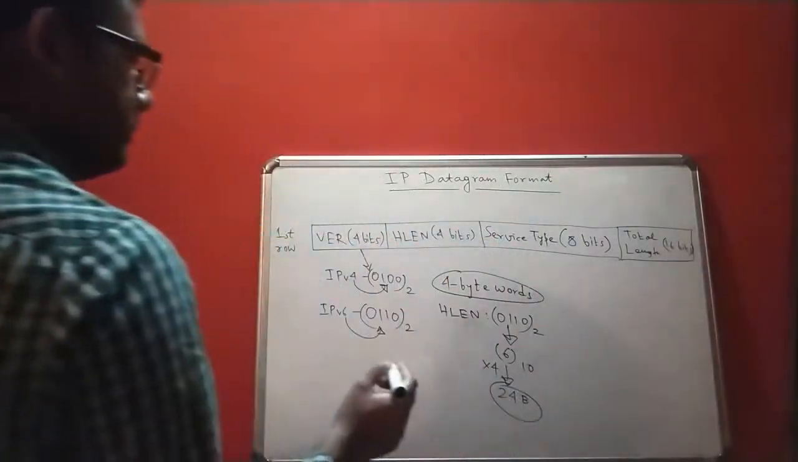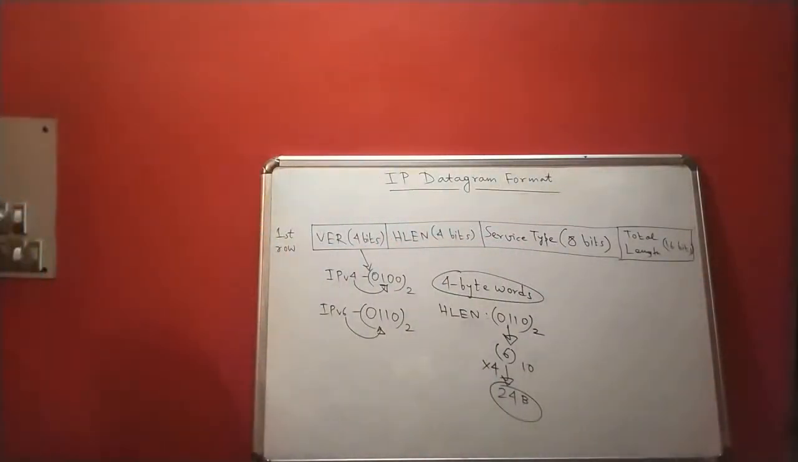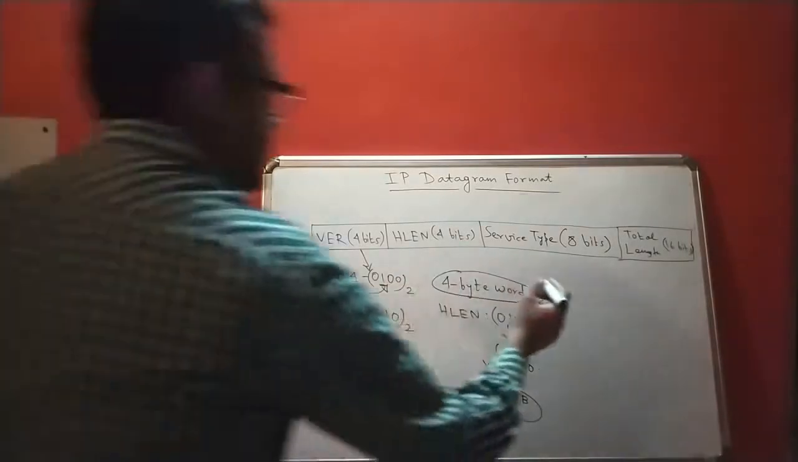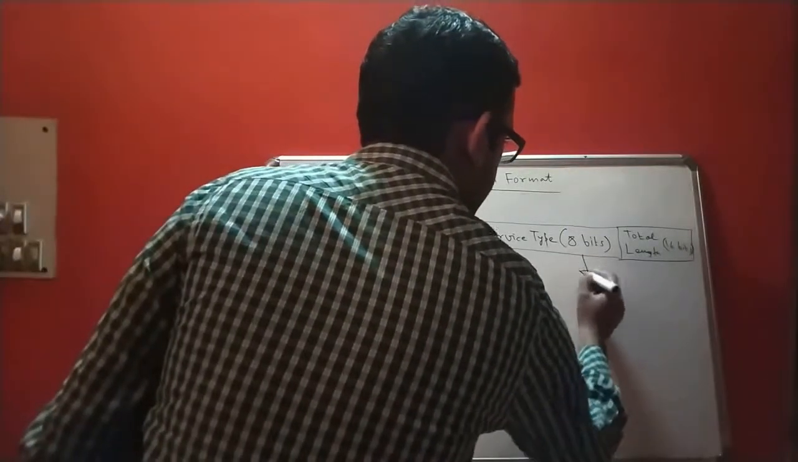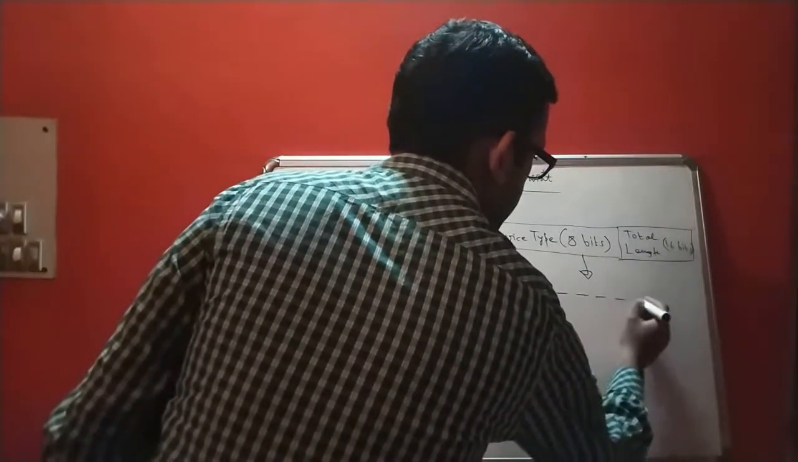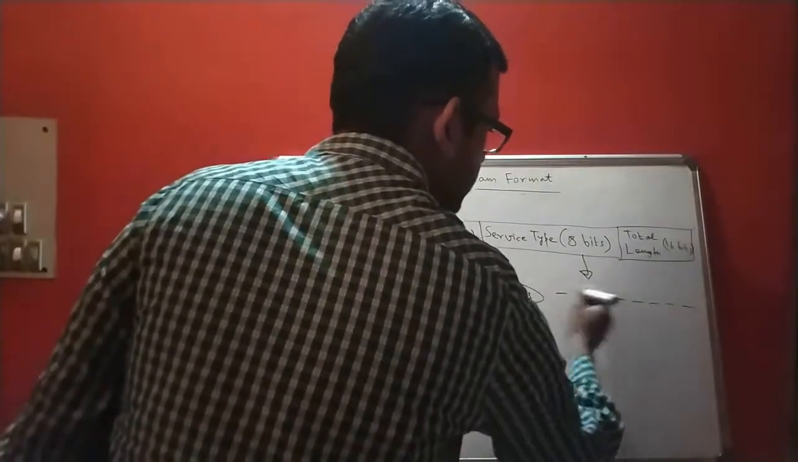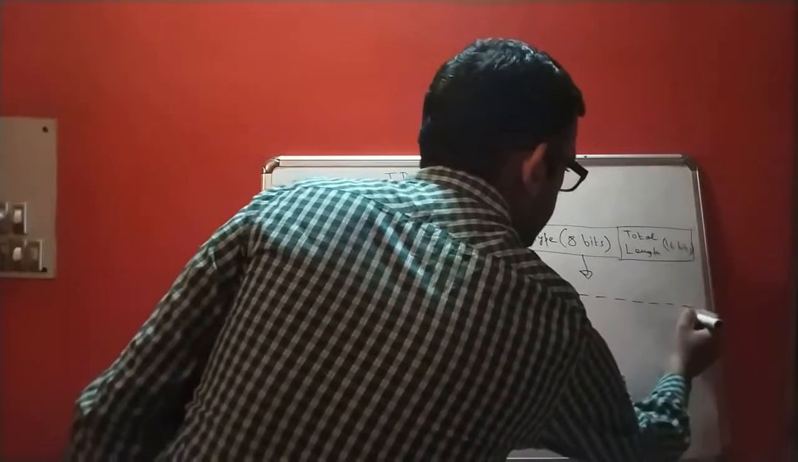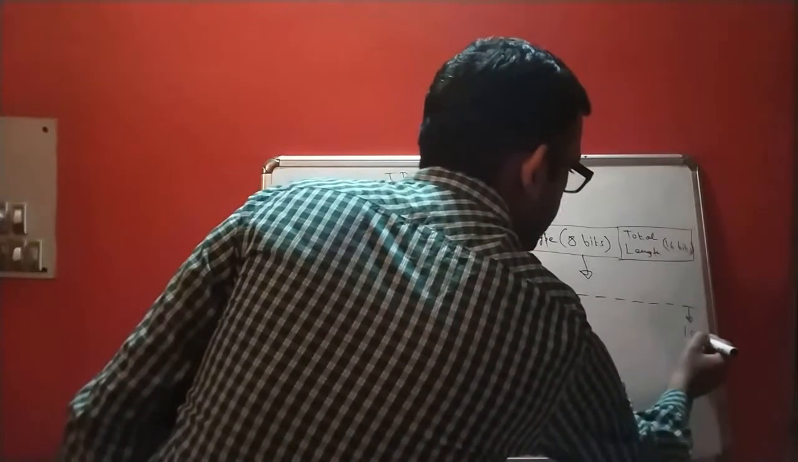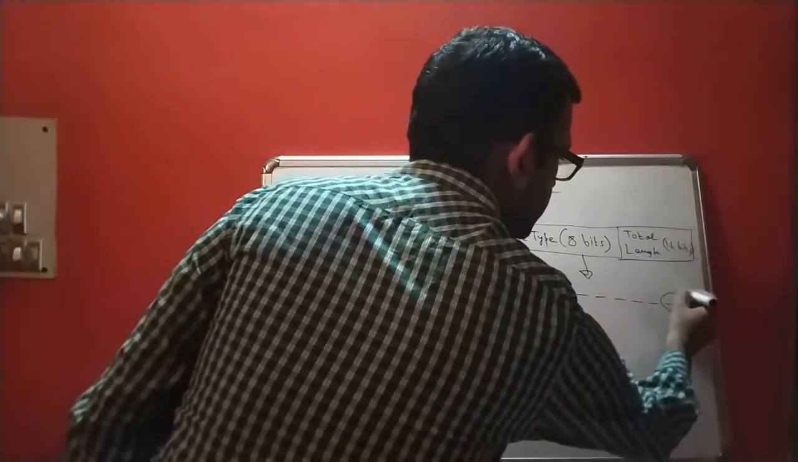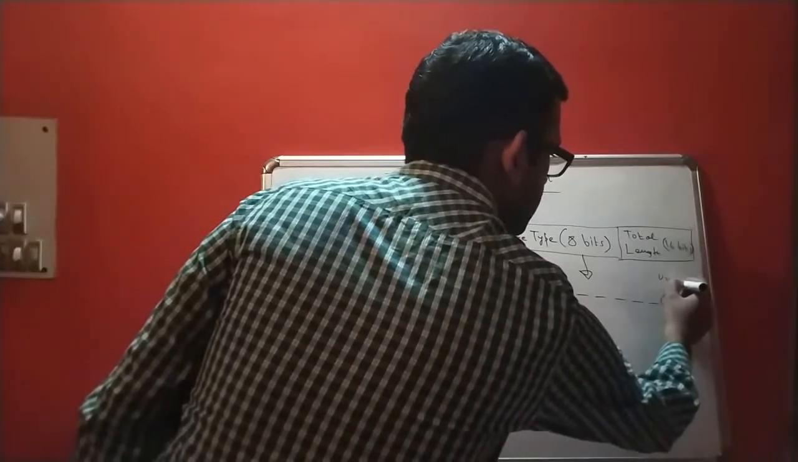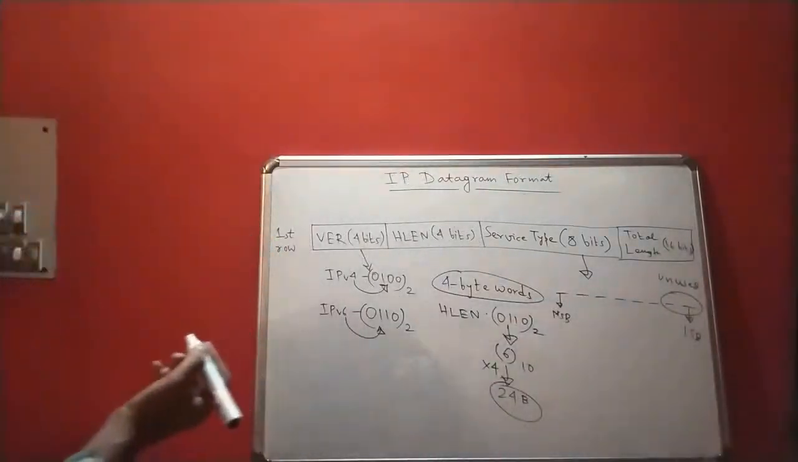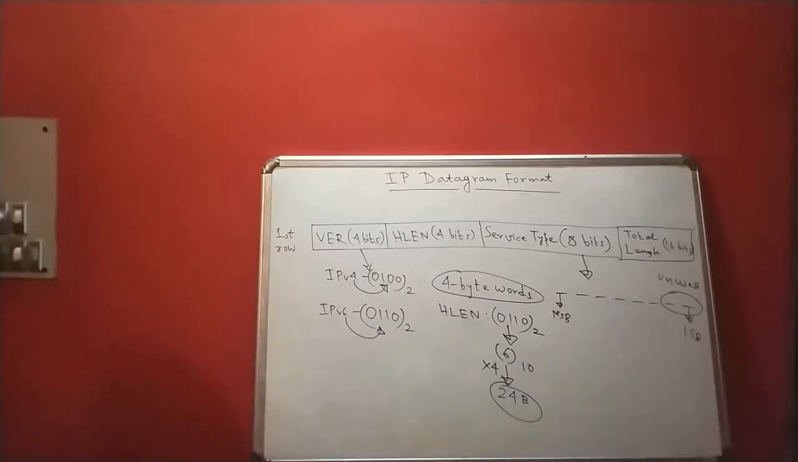Now coming to the service type field first. The service type field defines how the IP datagram should be handled. It consists of 8 bits, numbered 1 to 8. This is my MSB and this is my LSB. The least significant 2 bits are unused. The remaining 6 bits are used in the following way.